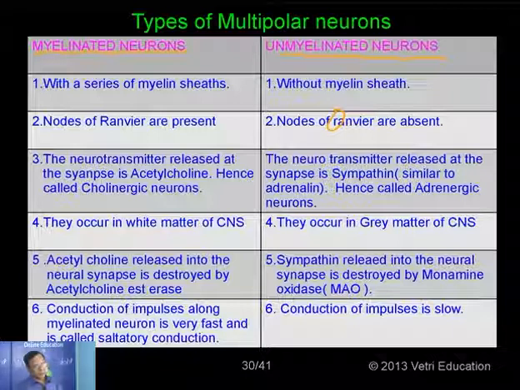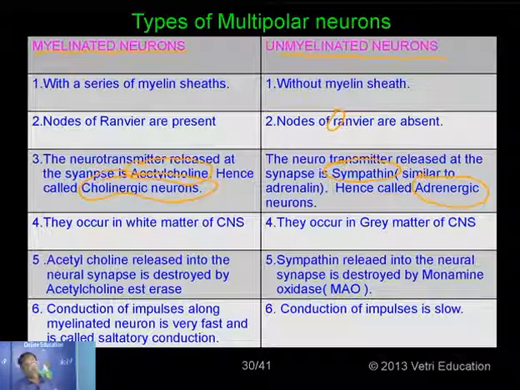The nature of the neurotransmitter substance is different in these two types of neurons. In the case of myelinated neurons, the neurotransmitter substance at the synapse is acetylcholine. That is why these nerve cells are called cholinergic neurons. But in the case of unmyelinated neurons, the neurotransmitter is sympathin. That sympathin is similar to the adrenaline hormone secreted by the adrenal gland. That is why these neurons are called adrenergic neurons. I mentioned already they are white in color, that is why they are found in the white matter of the central nervous system.